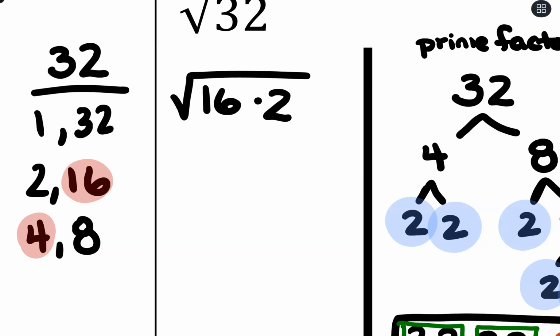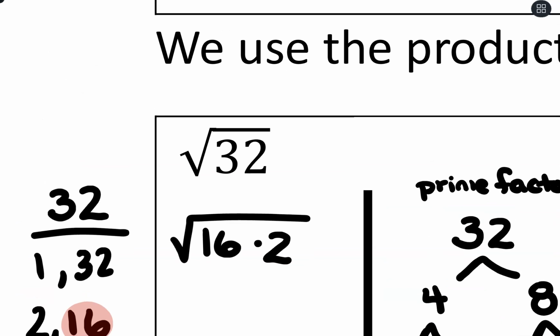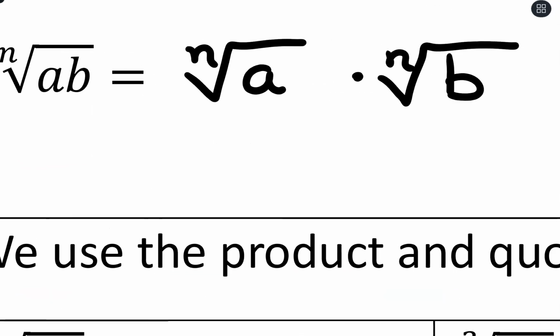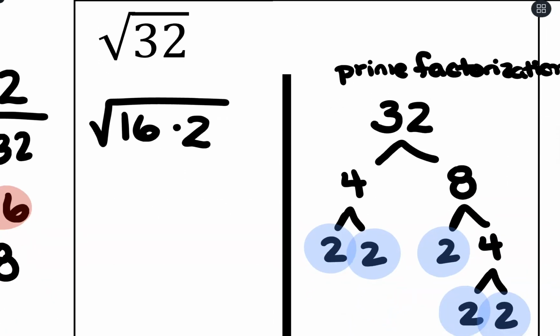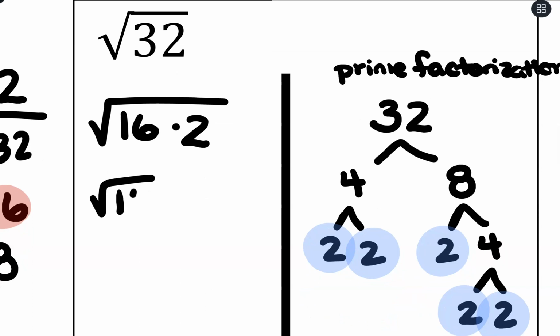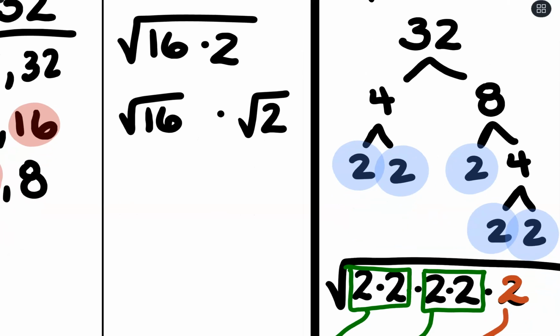And what we can do in the next step, using that product property up above, is split that up. So this would be the square root of 16 times the square root of 2. Taking the principal root of the square root of 16 would leave us with a 4, and then multiplying with that root 2.